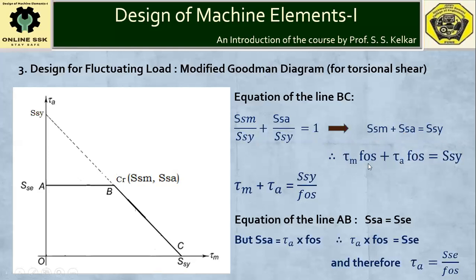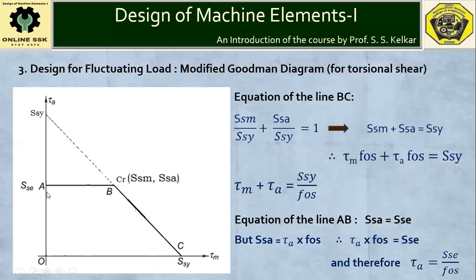But here factor of safety is common, and this common factor of safety can be considered on right hand side in the denominator. So therefore equation of line BC becomes tau m plus tau A is equal to SSY upon factor of safety. Equation of line BC will be tau m plus tau A is equal to SSY upon factor of safety.